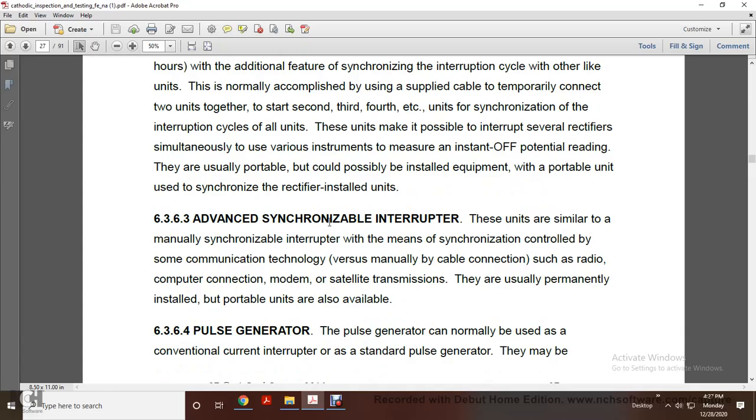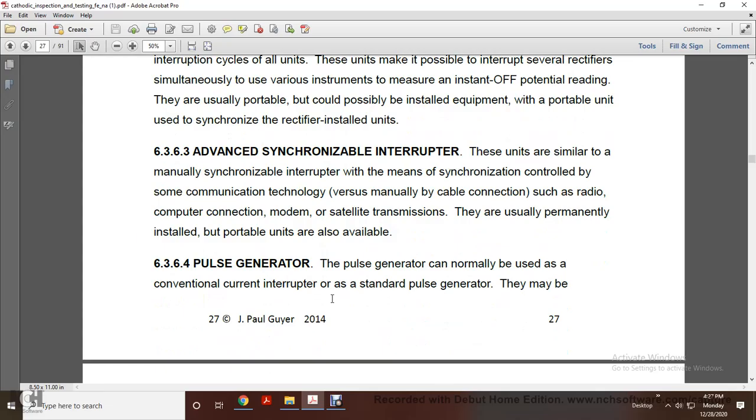6363 Advanced Synchronizable Interrupter. The unit is similar to the manual synchronizing interrupter, with synchronization controlled by some form of communication technology versus manually with a cable connection, such as radio, computer connection, modem, or satellite transmission, usually permanently installed. A portable unit is also available.